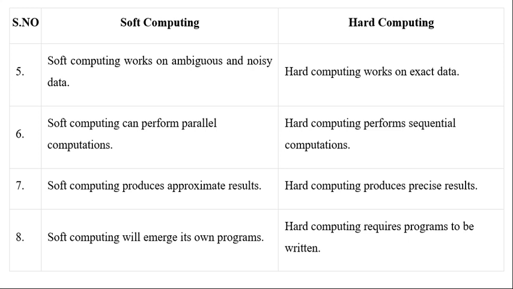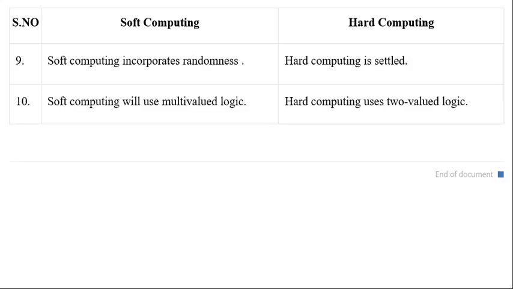7. Soft computing produces approximate results. Hard computing produces precise results. 8. Soft computing can evolve its own programs. Hard computing requires programs to be written. 9. Soft computing incorporates randomness. Hard computing is settled. 10. Soft computing can use multivalued logic. Hard computing uses two-valued logic.